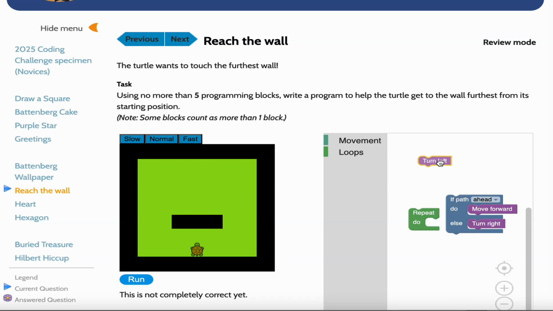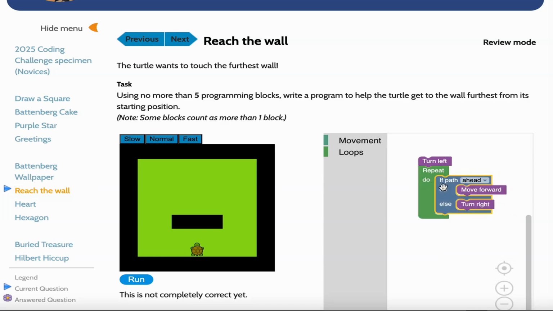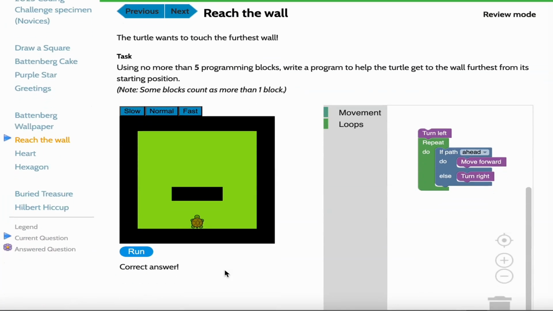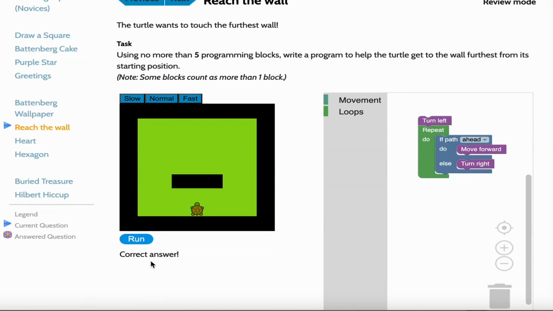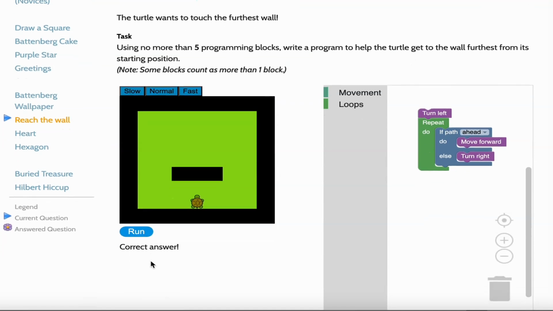Now, of course, before I start moving forward in any way, shape or form, I need to make sure that I turn left first. So turning left is the first step that I will use, and thus it will remain as a separate block on its own before I repeat any of the other options here. So here is a possible solution. Let's run it. As you can see, the turtle's turned left, hit the wall, and I've now received the correct answer as confirmation. Did you solve it this way?